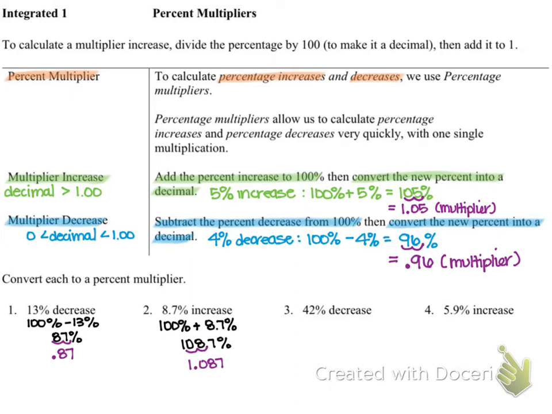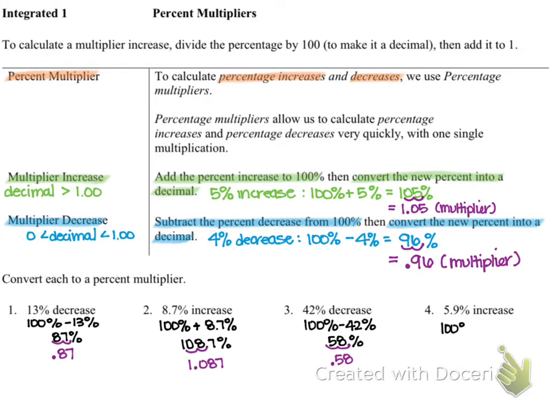Okay, we have a 42% decrease. All right, start at 100%, decrease it by 42%. So if we do that, that's going to give us 58%. All right, find the decimal point. Can't see it, it's hiding behind the last one. We're going to rewrite this as 0.58, and then we'll do the next one.